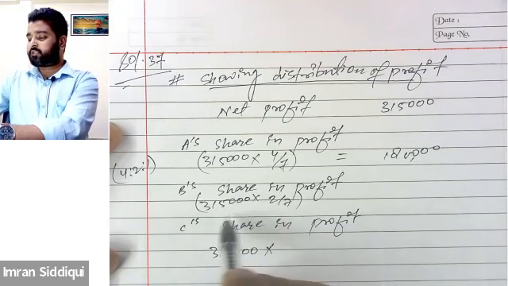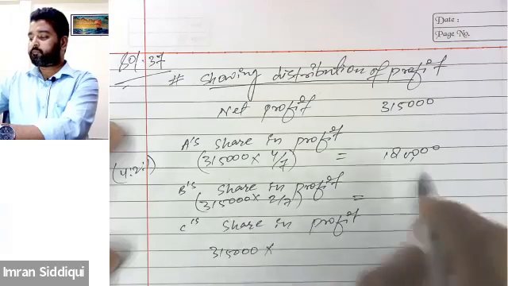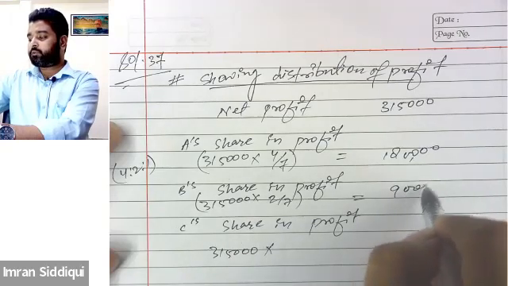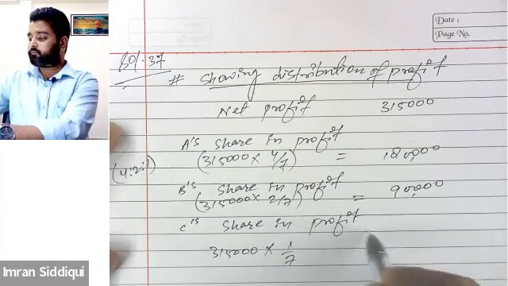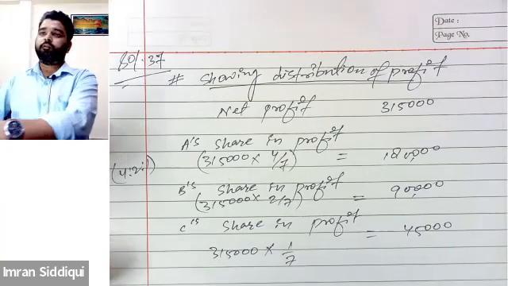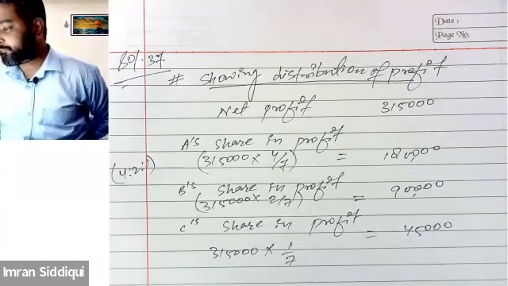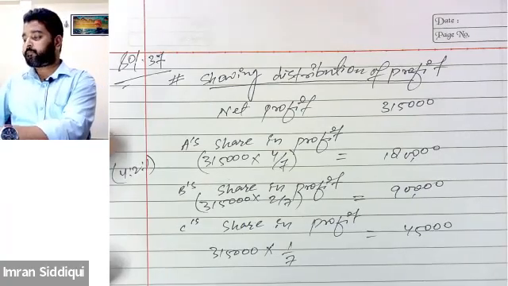So could you please tell me B's share in profit? 90,000. And then 1/7, it will be 45,000. So these are the shares in profit of the respective partners.